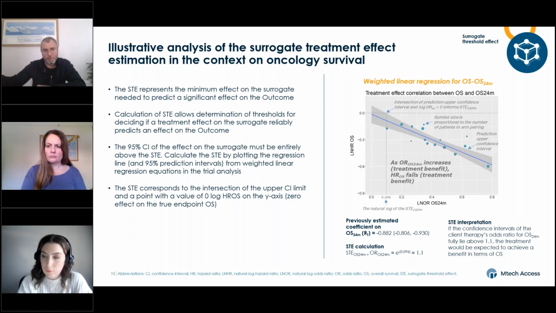These, therefore, are treatment effects on the surrogate that would befit our ability to predict benefit on OS. So I hope it is clearer how the surrogate threshold effect shows the minimum amount of treatment benefit that you have to see on the surrogate to be able to then infer, or estimate, a potential benefit in the true endpoint.